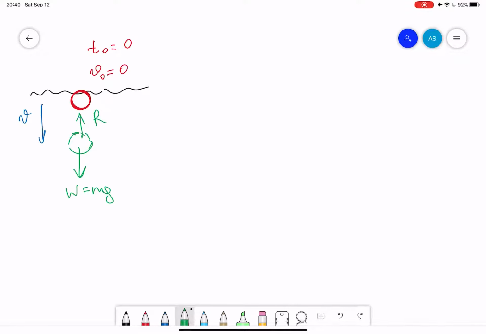So let's write down the given values. First, the mass of the bead is 3 grams. The initial time is equal to 0. The terminal speed is equal to 2 centimeters per second. Then in part A, we have to find the value of the constant b.